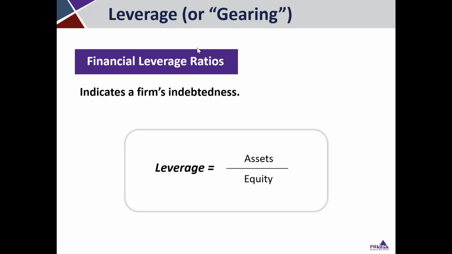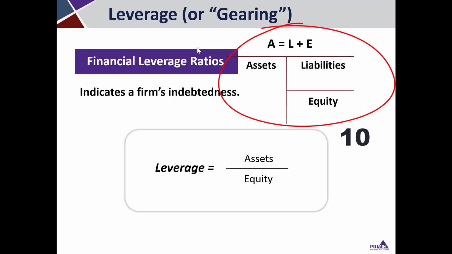So if you have a leverage value of 10, that would mean that you have $10 of assets for every $1 of equity, which means, using the structure of the balance sheet, that you've got $9 in liabilities. And if you had a leverage ratio of 4, it would mean that you have $4 of assets to every $1 of equity, which means you must have had $3 of liabilities.